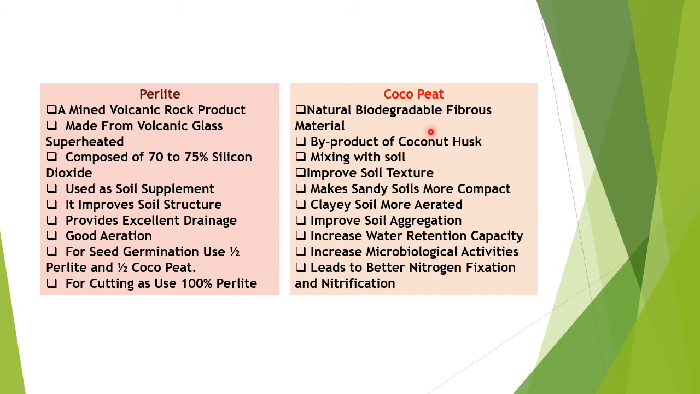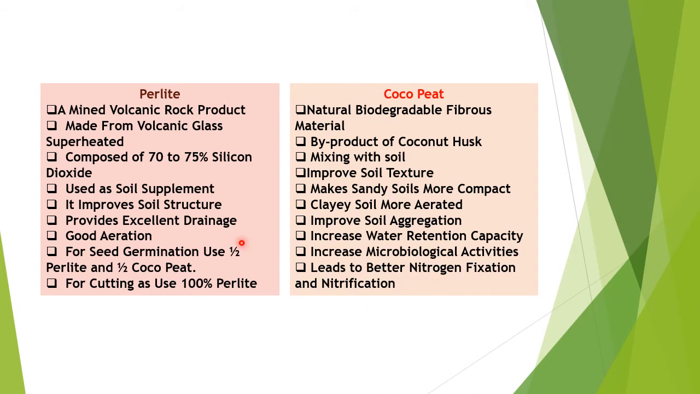There is also coco peat. Coco peat is basically a natural biodegradable fibrous material, a byproduct of coconut husk. It mixes with soil, improves soil texture, makes sandy soil more compact and clay soil more aerated, improves soil aggregation, increases water retention capacity, increases microbiological activities, and leads to better nitrogen fixation and nitrification.